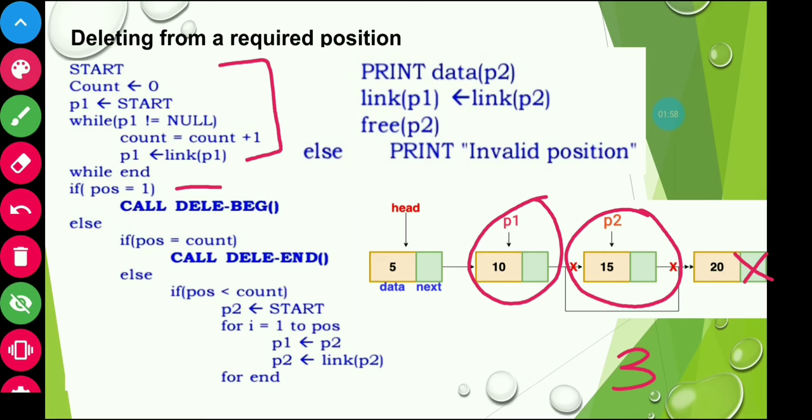So next, what we need to do is delete the P2 node. So print the data of that node here, and next link of P1 equals to link of P2. Link of P2 has the address of the 20 node. So the contents of link of P2 should be copied to link of P1. Next, P2 should be freed. Now P1 points to the last node. So this is the process of deleting a required element from a required position.